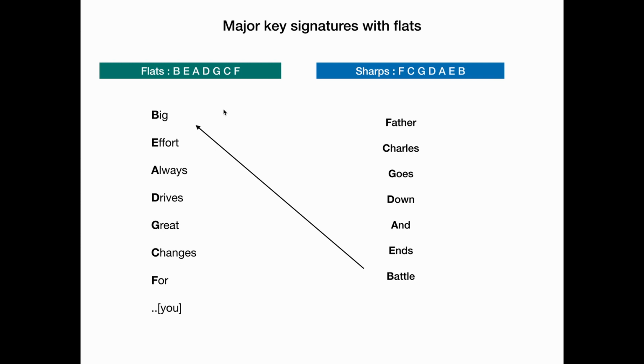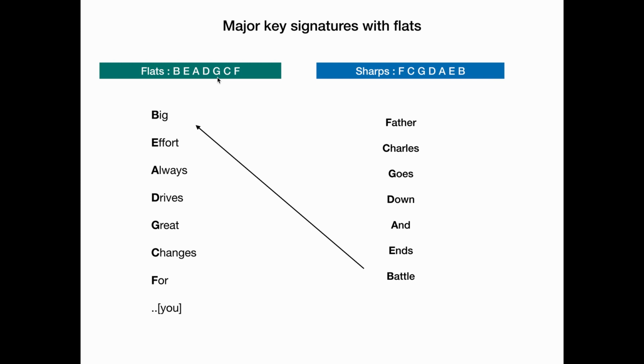So if someone asked you to write the key of, let's say, D flat major, we know that D flat is going to be the second last flat featured on the key signature, meaning that G flat is the last flat. Therefore, the key of D flat major will have a B flat, E flat, A flat, D flat, and G flat.